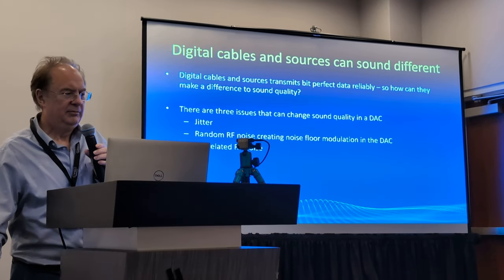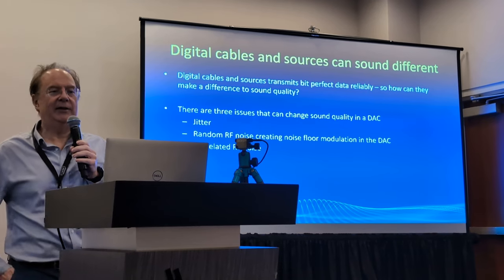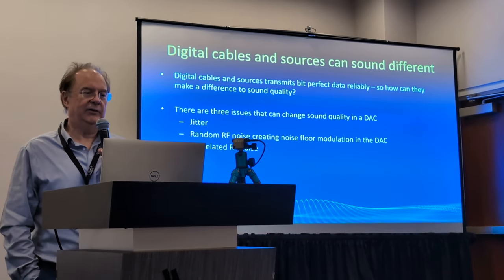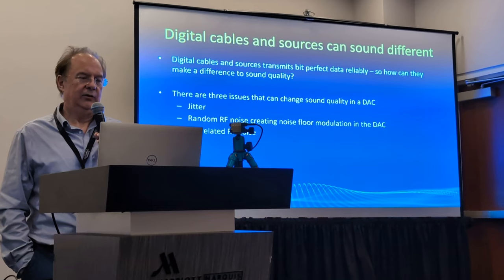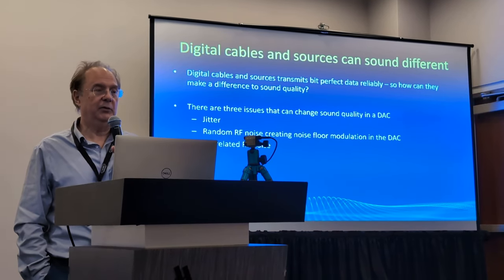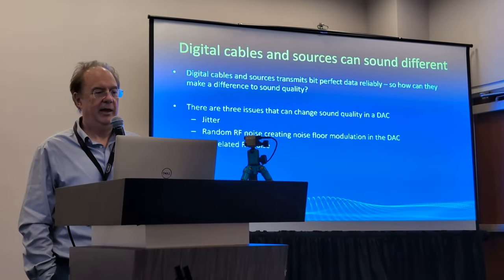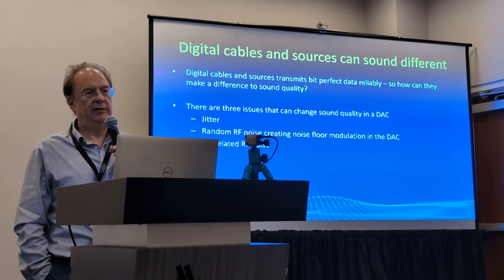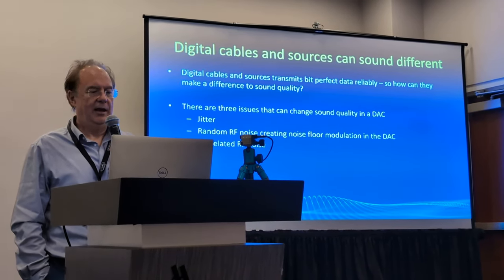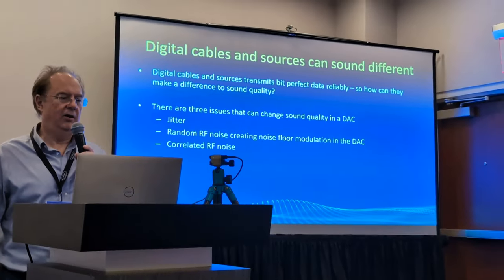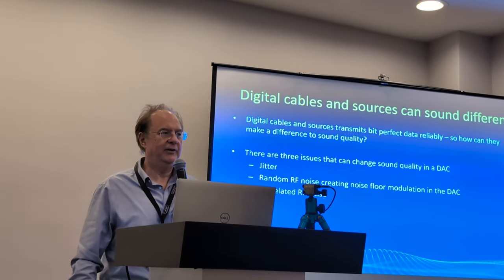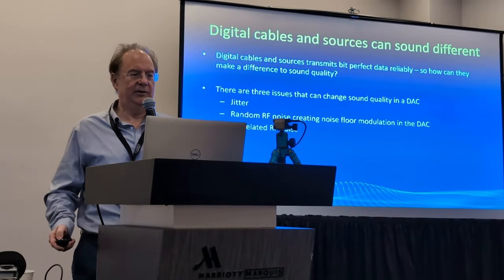So, digital cables and sources can sound different, even though you've got bit-perfect digital data going into the DAC. Why is this the case? There are three issues that can change the sound quality of the DAC. First one is jitter, which everyone's familiar with. Second one is random RF noise, creating noise modulation inside the DAC, and that has a particular sound quality signature. And the third one is correlated RF noise. Correlated means it bears some resemblance to your music signal, and that has a different effect in terms of sound quality.